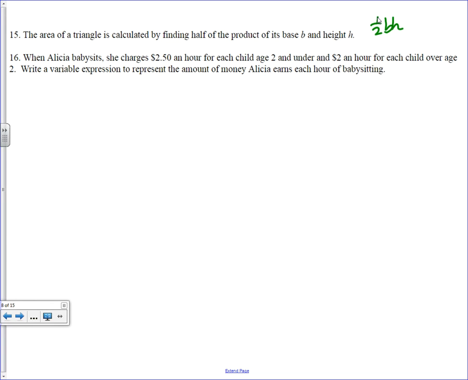When Alicia babysits, she charges $2.50 an hour for each child age 2 and under, and $2 an hour for each child over age 2. Write a variable expression to represent the amount of money Alicia earns during each hour of babysitting. Okay, so what do you want to use for the kids that's under 2? A, B, X, whatever you want to use. I'll just say A. What do you want to use for over 2? R.